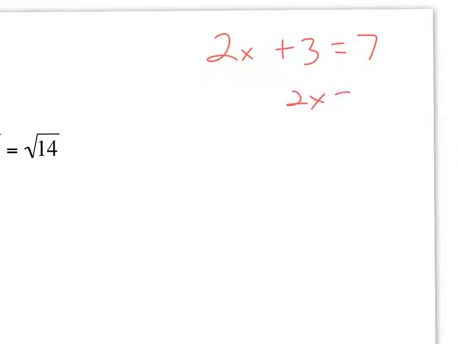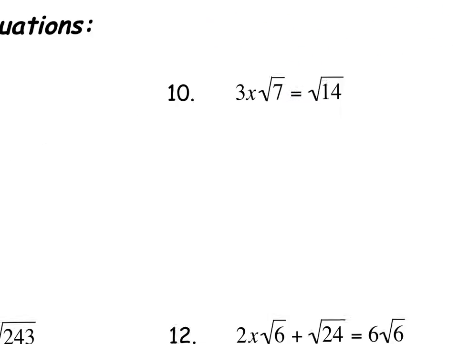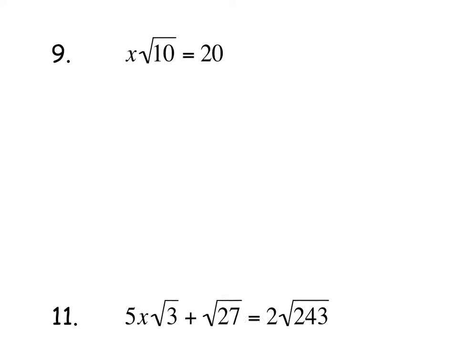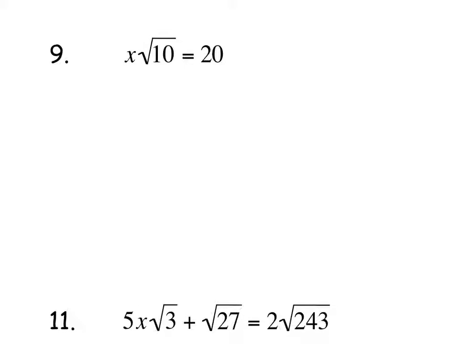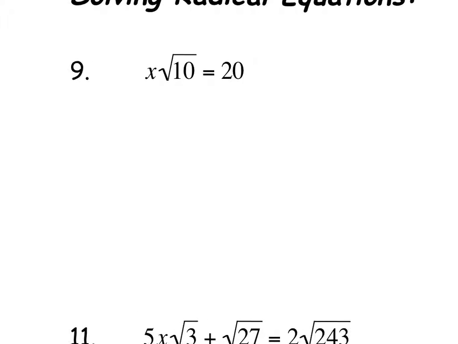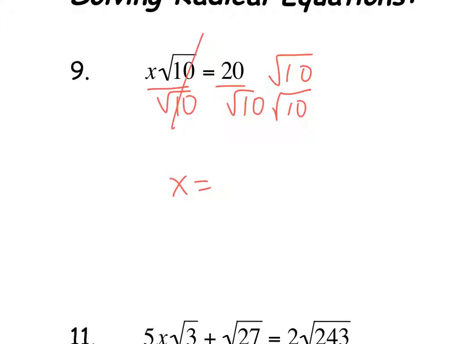Minus the 3. 2x is equal to 4. What would you do to get the x by itself? All right, so you all know what to do. So if I wanted to get the x by itself on number 9, what would you do? Divide by the root 10. Anytime something is sitting next to it, it's multiplying, so we're going to divide by root 10. That gets the x all by itself. And are we allowed to have a radical in the denominator? No. So we are going to multiply top and bottom by root 10. That's that rationalizing part.